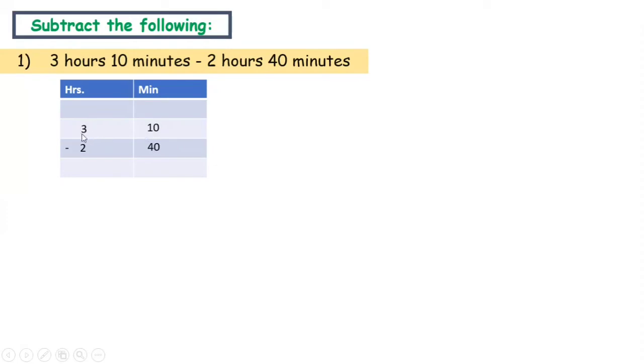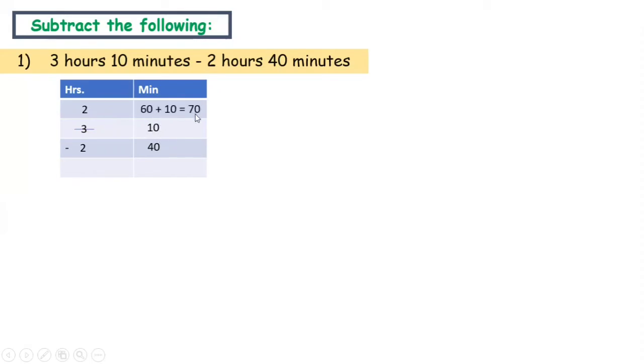So we need one number from here. So we cancel 3 and instead of 3 we get 2. Now we have taken one number from here. One number means we have taken 1 hour from this. So 1 hour is equal to 60 minutes. So we add 60 plus this 10.